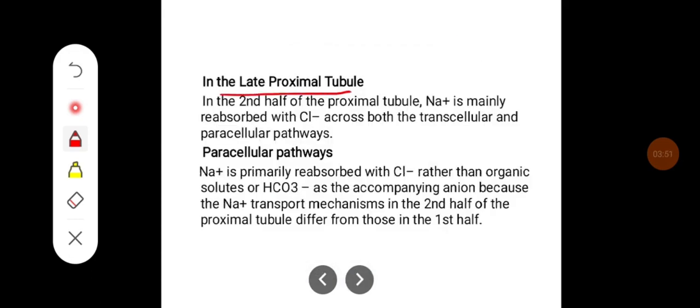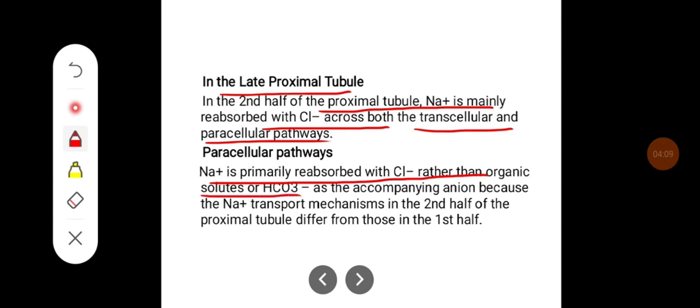In the late proximal tubule, in the second half of the proximal tubule, sodium is mainly reabsorbed with chloride across both transcellular and paracellular pathways. In paracellular pathways, sodium is primarily reabsorbed with chloride rather than organic solutes or bicarbonate as the accompanying anion, because the sodium transport mechanism in the second half of the proximal tubule differs from that in the first half.